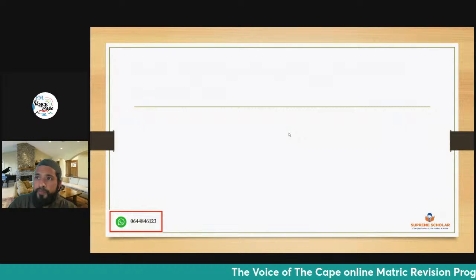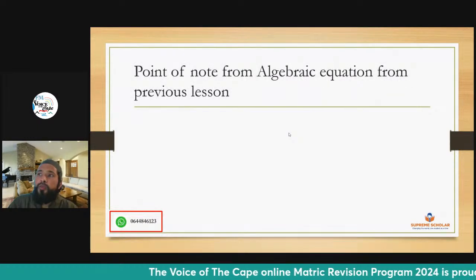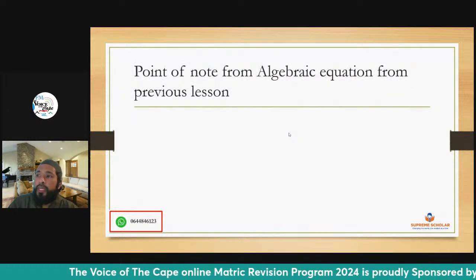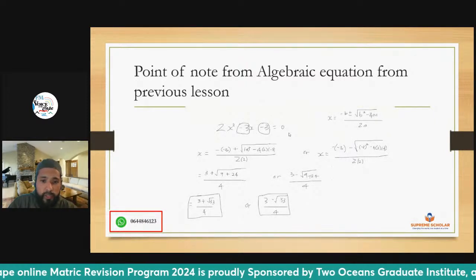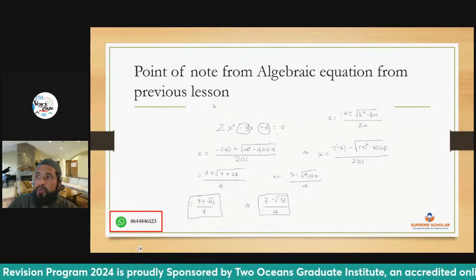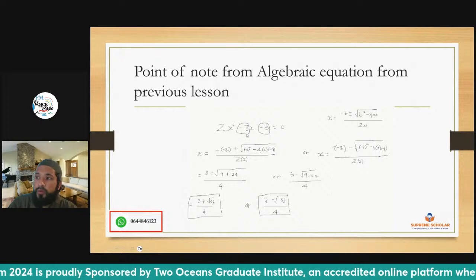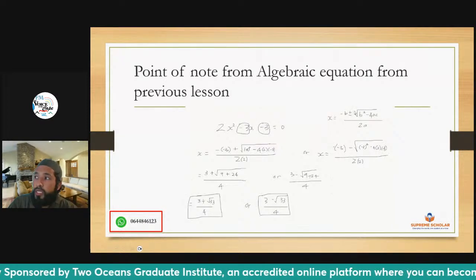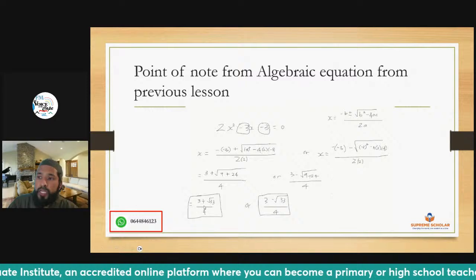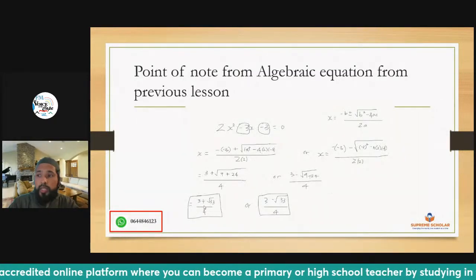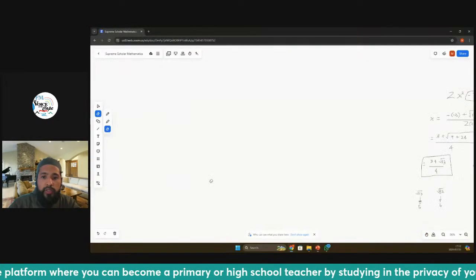So let's move on. Okay, so here's a point to note from the algebraic equation from the previous lesson. If you've watched the previous lesson, which was yesterday, you would have remembered that we dealt with this question over here, and we unpacked this question using the quadratic formula, and we came out to our answer, which is 3 plus root 33 over 4. So let me get my board out quickly.